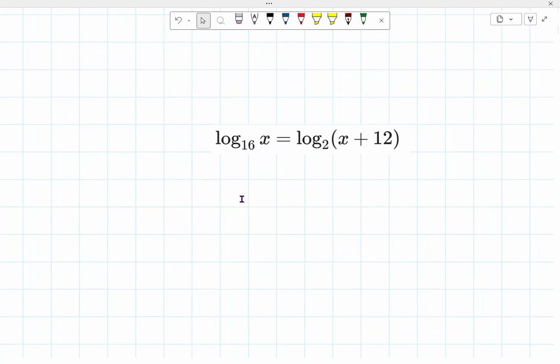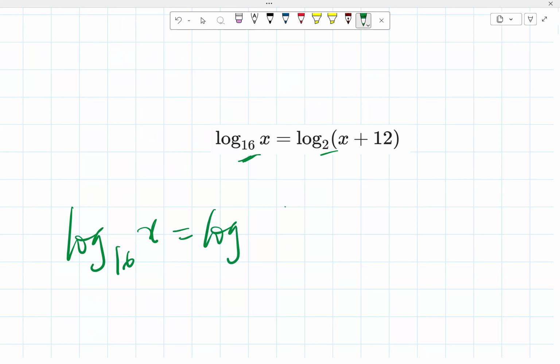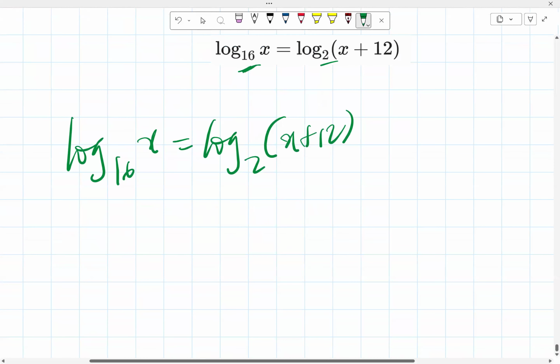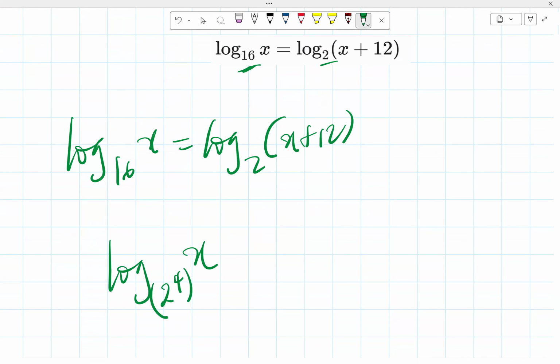Okay, so one thing you should clearly notice is they are not the same base: base 16 and base 2. But you should be able to write this base 16 as 2 raised to some power. Following the law I told you, we have log x base 16 equals log x plus 12 base 2. So what can you do with this? 16 is 2 raised to some power, right? So 16 is 2 raised to power 4. 2 times 2, 4, 4 times 2, 8, 8 times 2, 16. So 16 is 2 raised to power 4, and that's equal to log x plus 12 base 2.